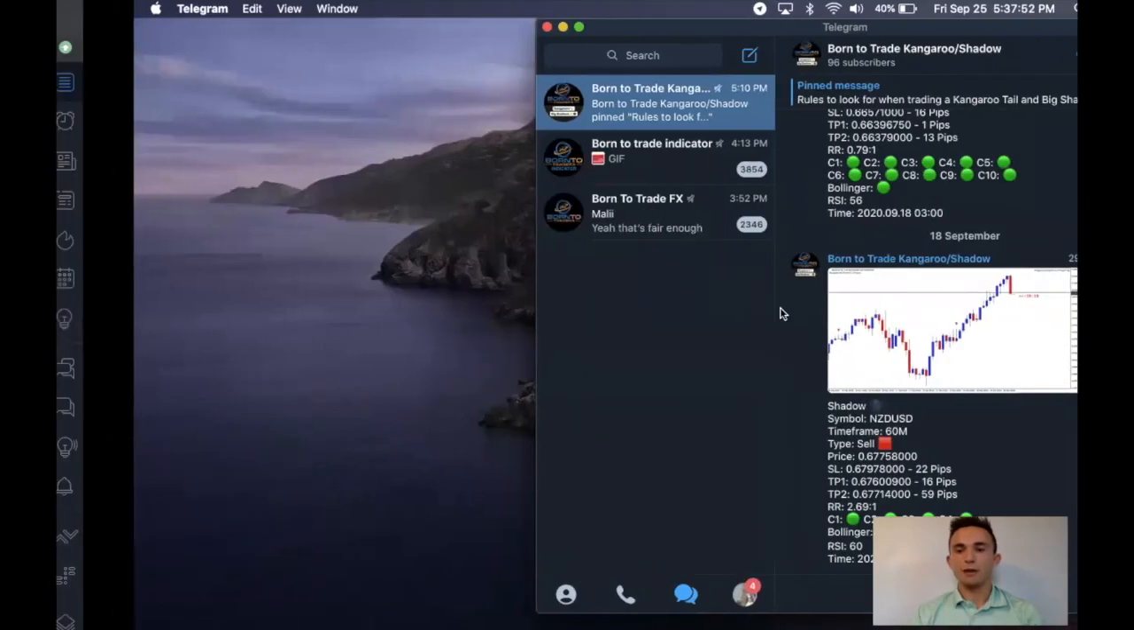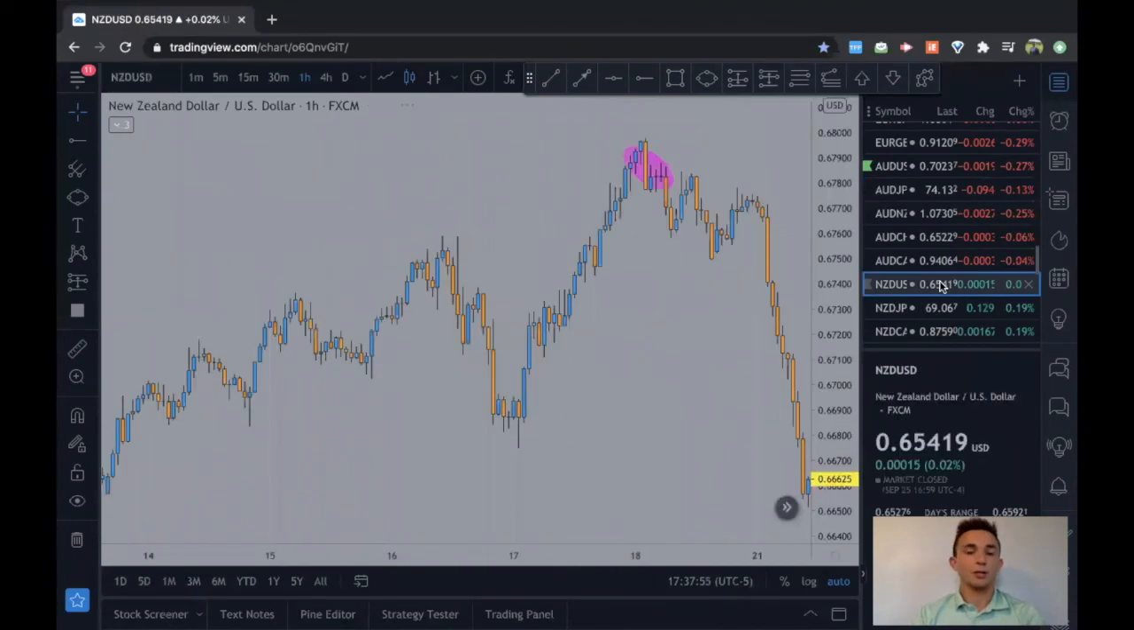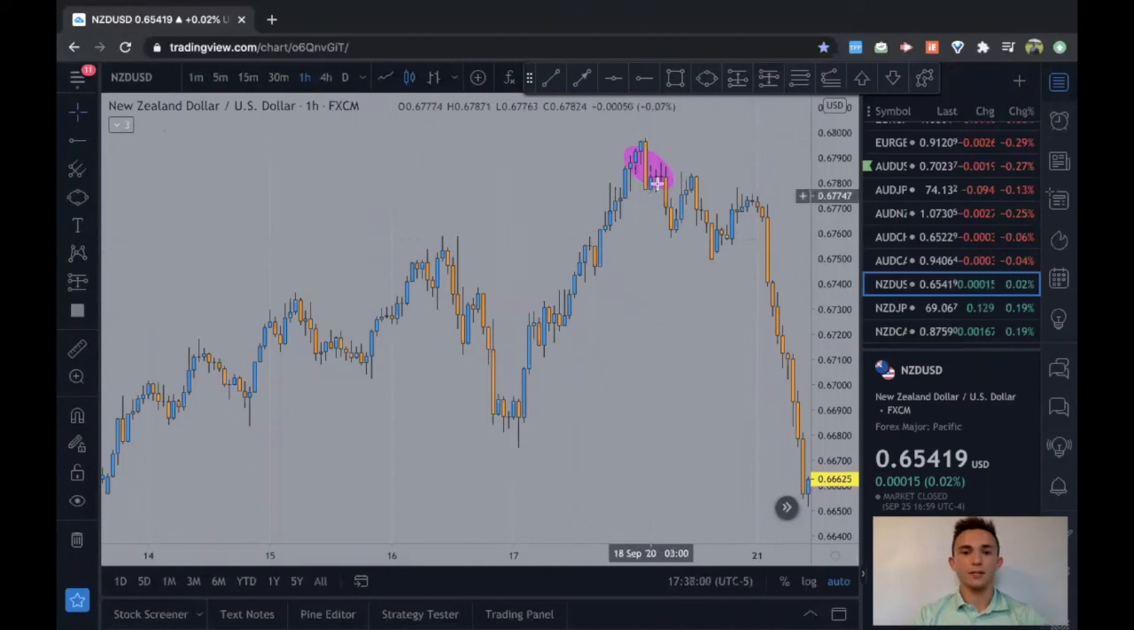So big shadow is basically the same thing. It kind of looks like your regular bearish engulfing candle, but it's a little bit different because it engulfs it on both sides, not just the bottom, it engulfs it on the top as well. And so this is a very consistent pattern to trade in the market.